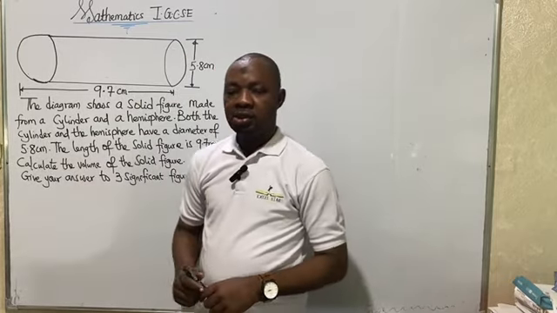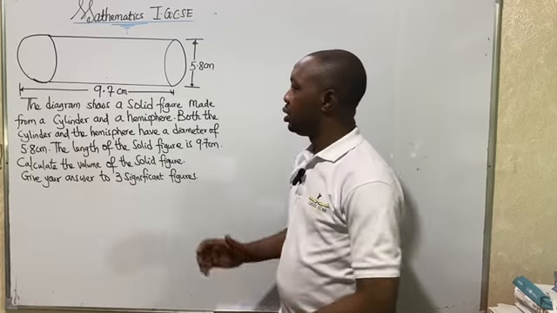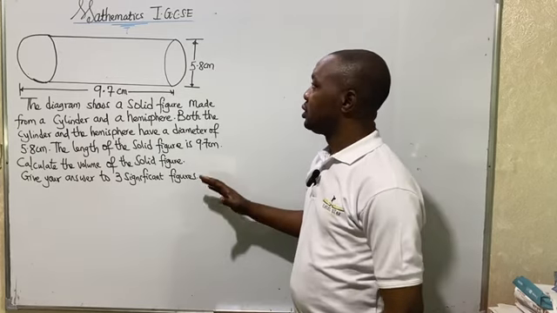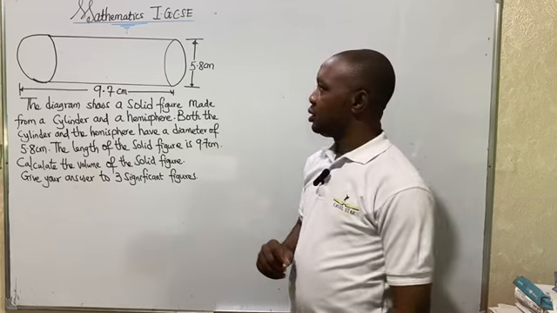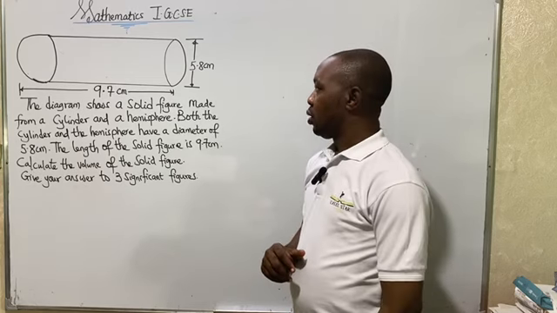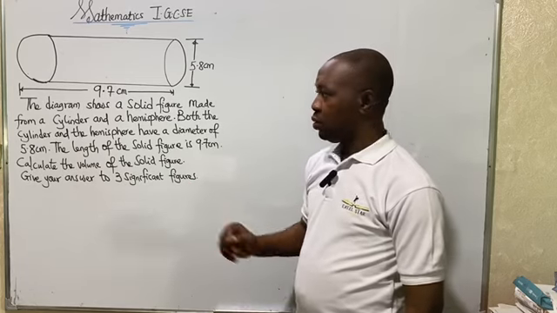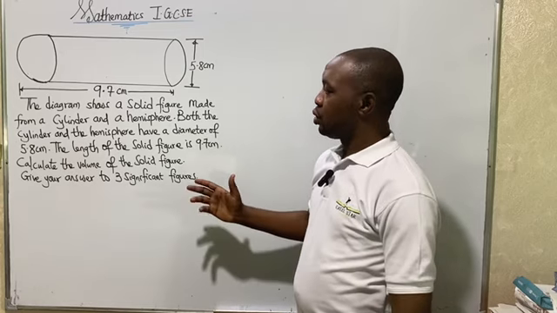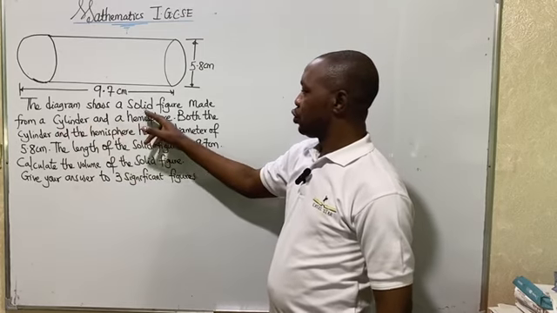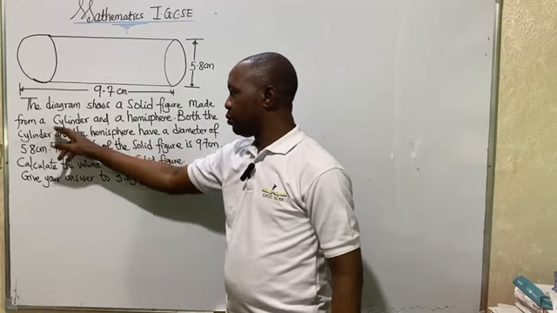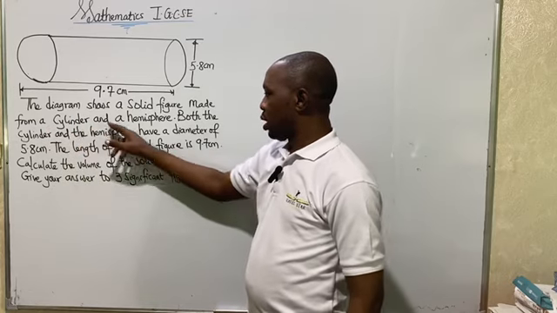Now in this segment of the tutorial, we'll be learning about how to solve this nice IGCSE math question. Okay, we have a 3D figure on the board. The question reads, the diagram shows a solid figure made from a cylinder and a hemisphere.